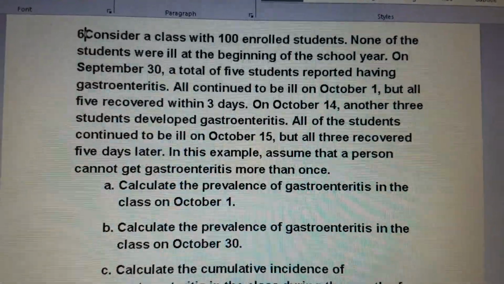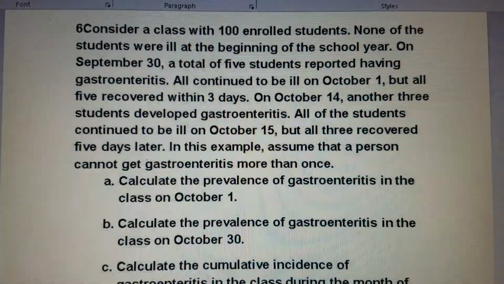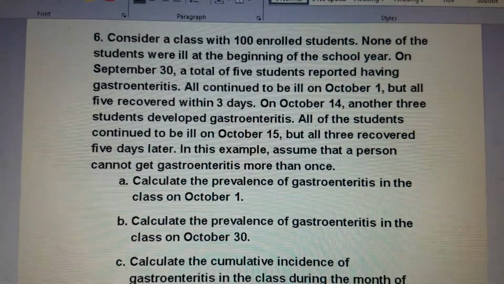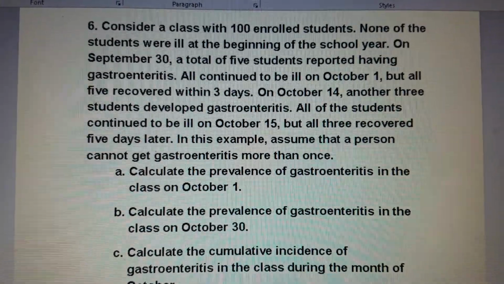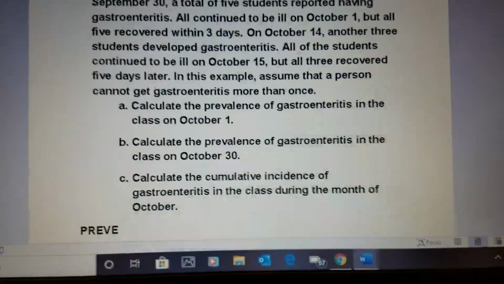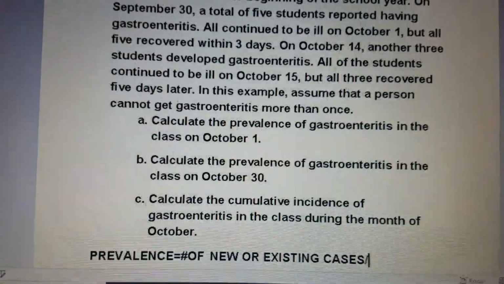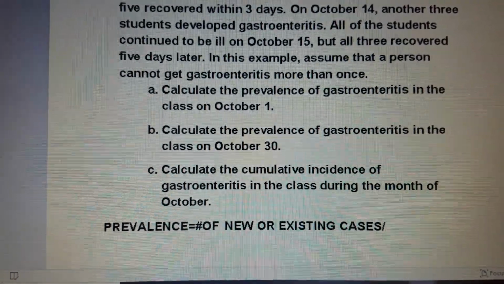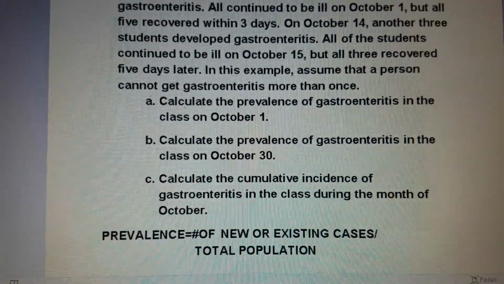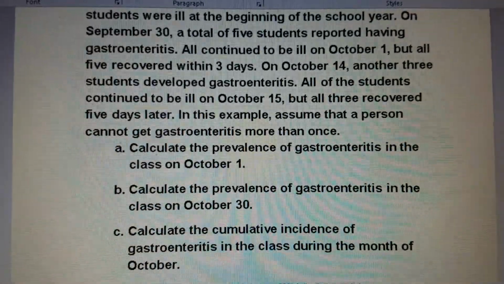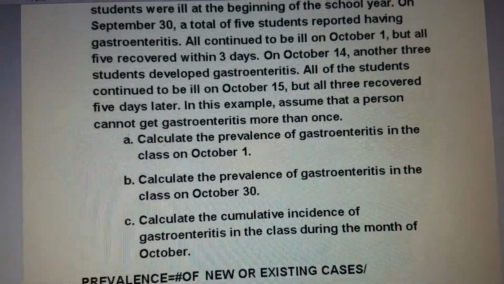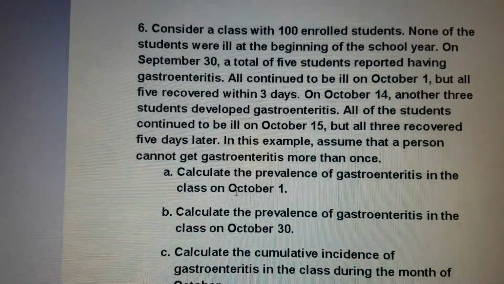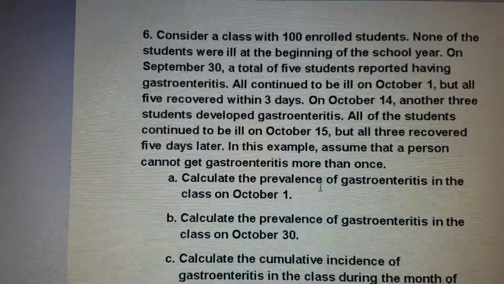A says, calculate the prevalence of gastroenteritis in the class on October 1st. So we have to consider what is prevalence, right? Prevalence is the number of new or existing cases divided by the total population. So in this case, they're asking for the number of cases that existed on October 1st.